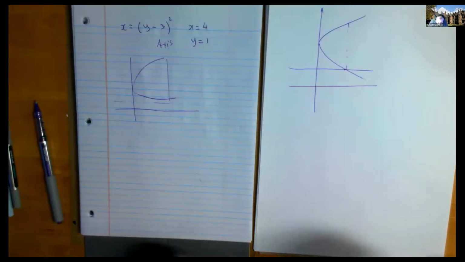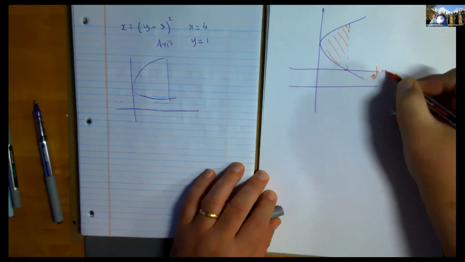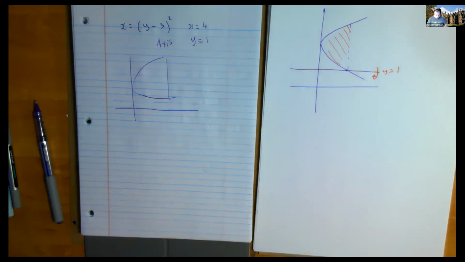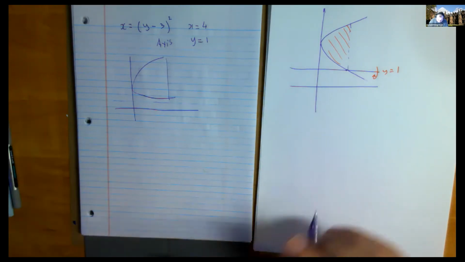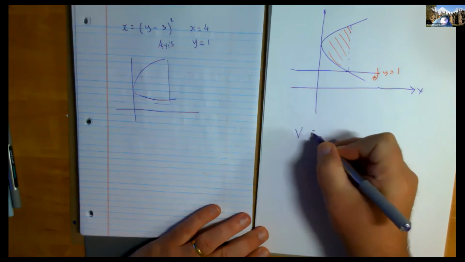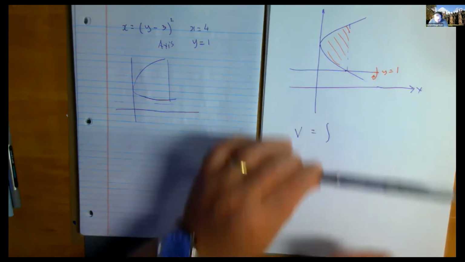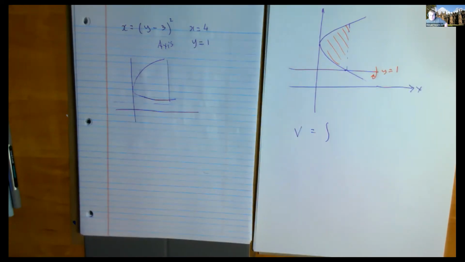So we are going to rotate this and see what we get. The region that's going to get rotated is this piece. The axis of rotation is the line y equals 1, and the axis of rotation is parallel to the x-axis. So we're going to be using the shell method. Since this is rotated parallel to the x-axis, doesn't that tell us that everything should be in terms of y?